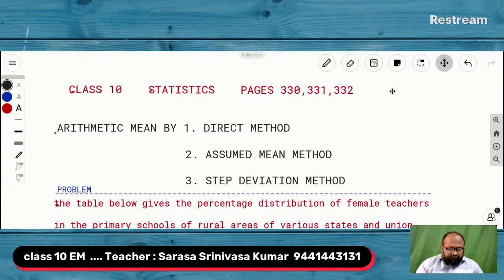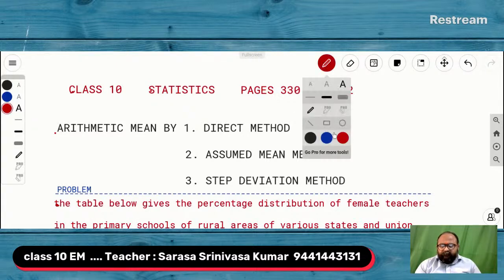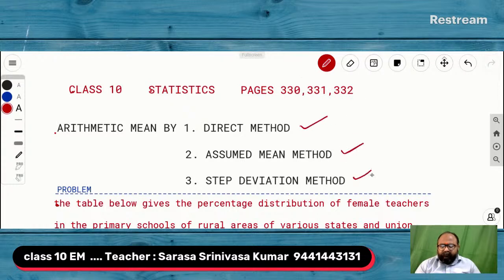Statistics, pages 330, 331, 332. Arithmetic mean by direct method, assumed mean method, and step deviation method. In the previous classes, we discussed all these three methods. Now, in this class, we do two problems in this model. We solve the problem in these three methods.